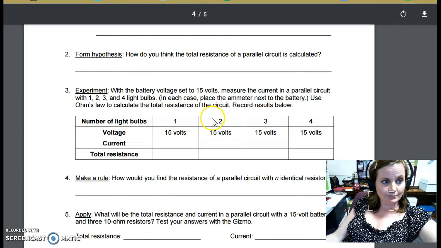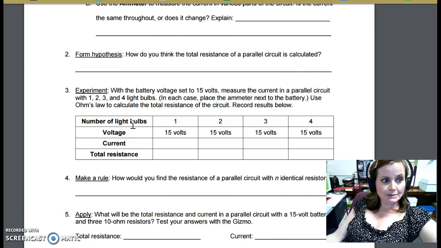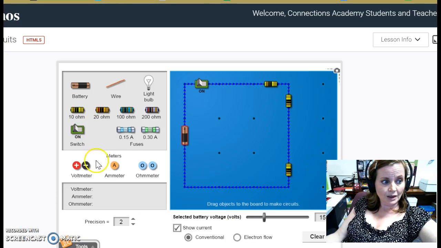You're going to measure the current in parallel circuits with 1, 2, 3, and 4 bulbs. In each case, place the ammeter next to the battery. Okay, so use Ohm's law to calculate the total resistance of the circuit. So you're going to do this 4 different times. The first time, the whole circuit only has 1 bulb. The second time, the whole circuit has 2 bulbs, 3 bulbs, then 4 bulbs, okay? And what you're going to be doing is you're going to actually place your ammeter right here.